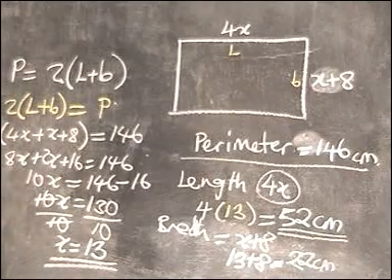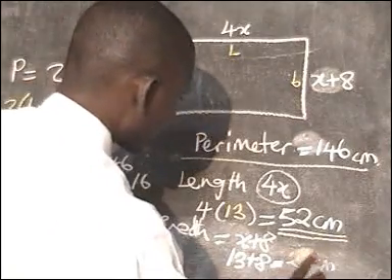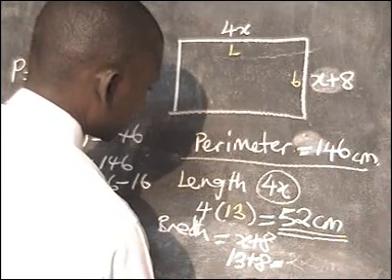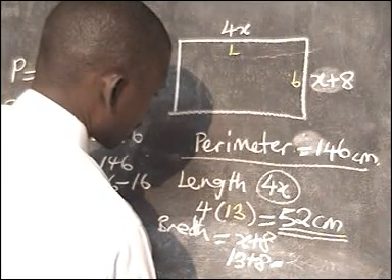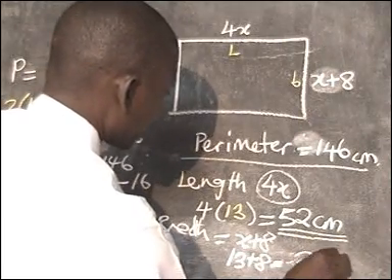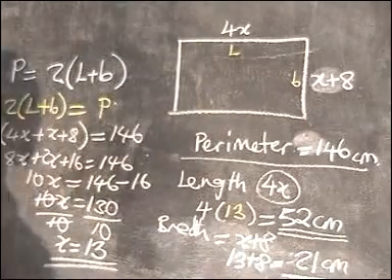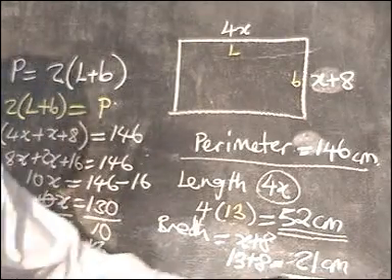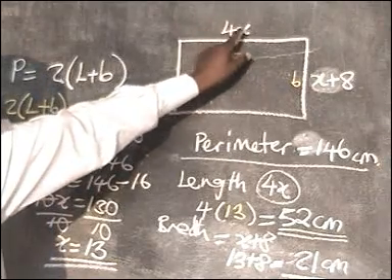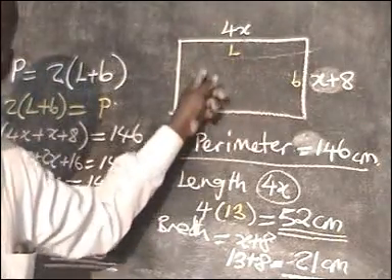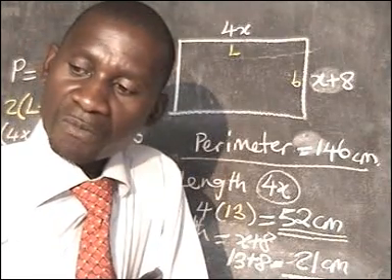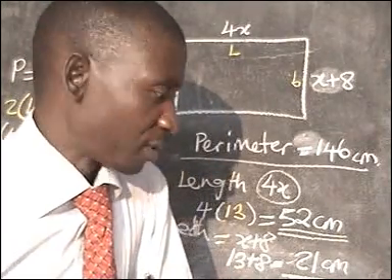You get 21, not 22 centimeters, because if you add 13 plus 8, it's 11, then carry 1, this is 21 centimeters, of which if you substitute to say this is 52 and this is 21, you go around adding, you are going to find that the total distance around the shape is going to be 146 centimeters.